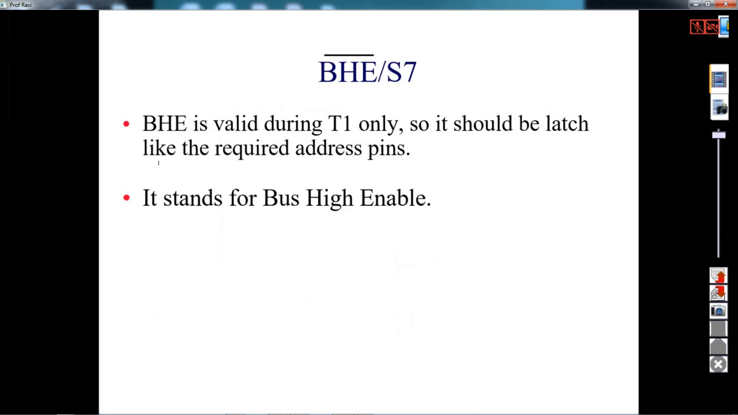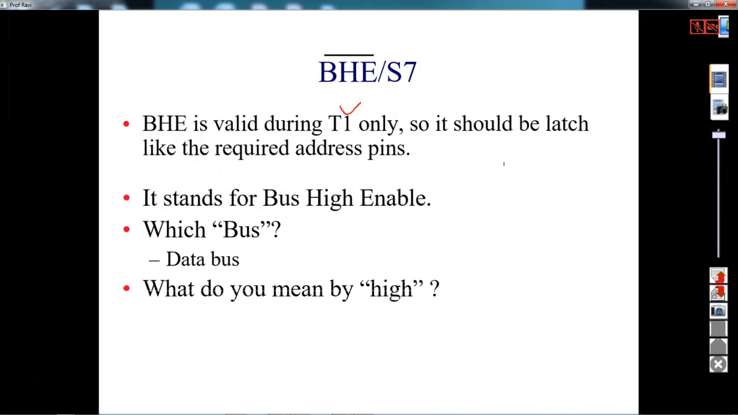Okay. Then the next one is BHE by S7. This BHE is valid during T1 only. This is bus high enable. This is also a very important pin. Bus high enable is generated by the processor during T1 only, and it should be latched like the required address pins. It stands for bus high enable, and which bus? That means the data bus.